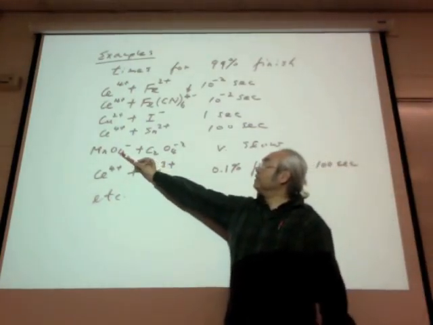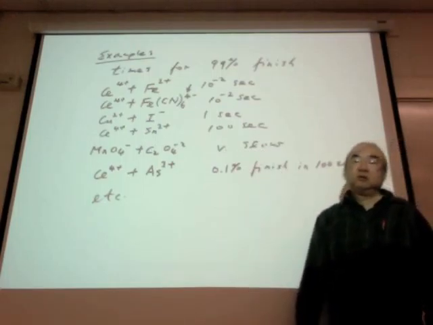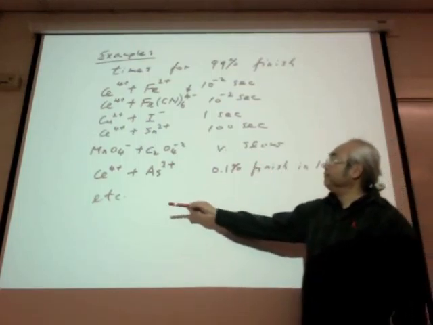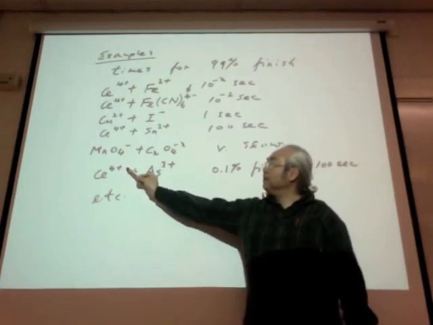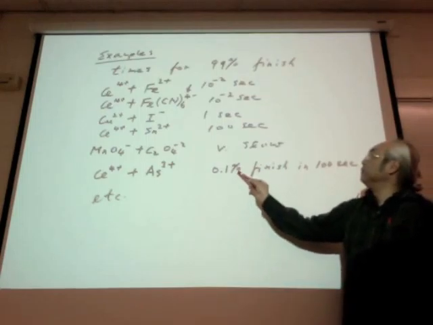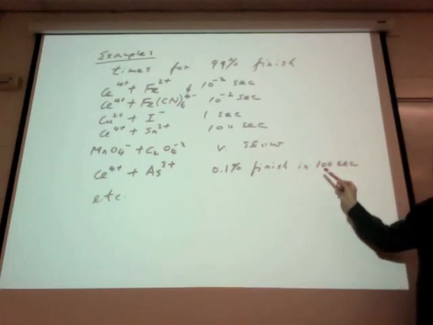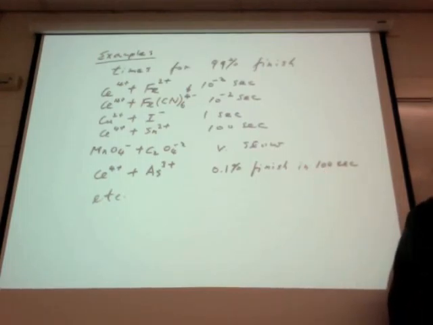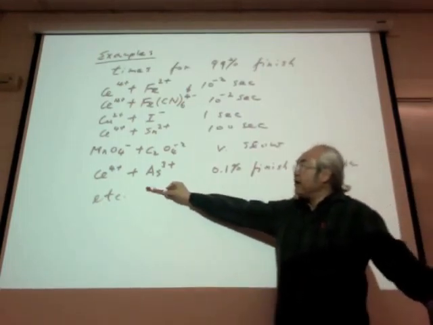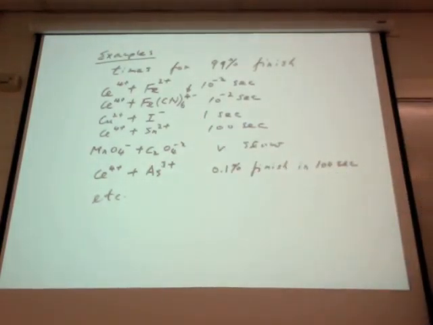And then if you react something like this, it's very, very slow. What about if you react something like this? It seems to be just a 1 plus difference, but this is extremely slow, with only 0.1% finished in 100 seconds, right? So things like that. By looking at all the times and reaction rates, you can make generalizations.